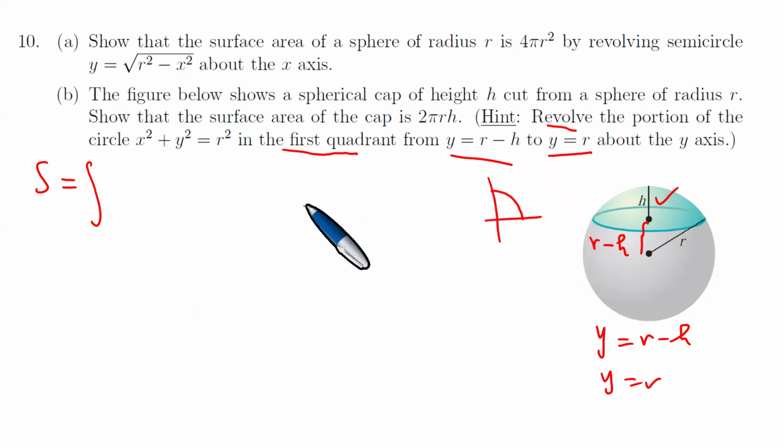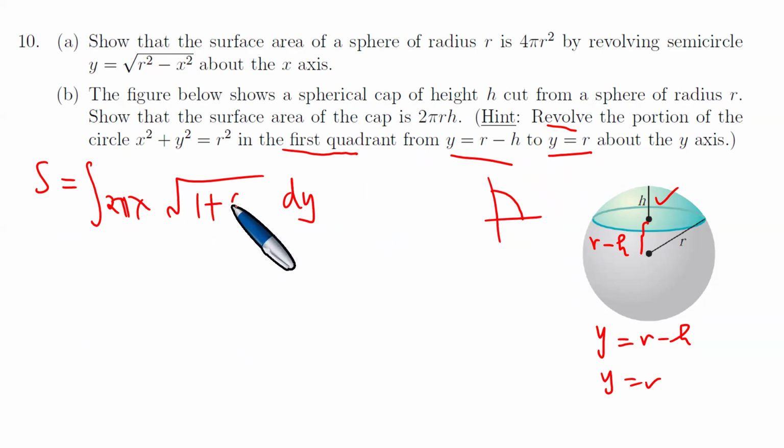Y limits of integration means that you're going to have a dy, and with the dy we have 2 pi x, the square root of 1 plus dx dy, squared.